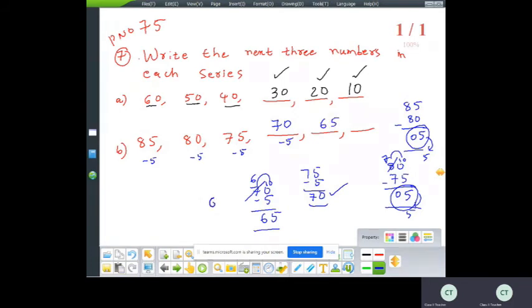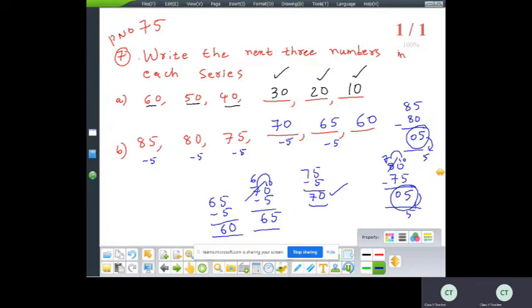Now, 65 minus 5: 5 minus 5 is 0. Now only 6 is there, write 6 directly, 60. 65 minus 5 is 60. See, the given numbers are 85, 80, 75.